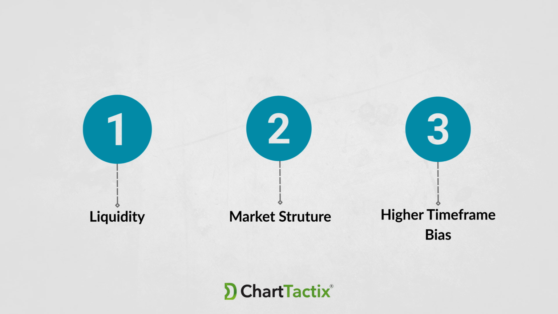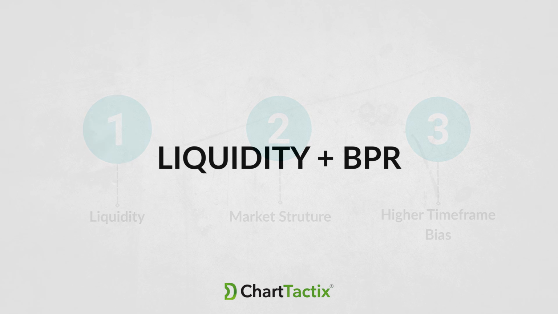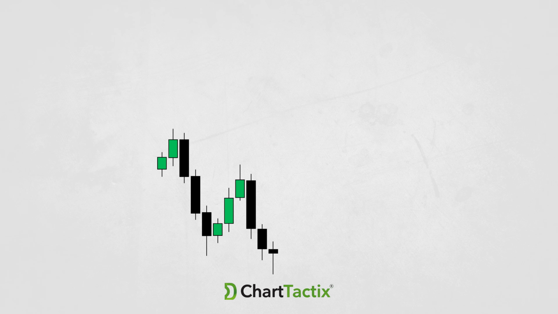But for this video, we'll focus on how to actually use balanced price range with a very strong confluence. And in this case, we're going to be using liquidity sweeps. So this is the model you want to follow. Let's start with a bullish scenario.